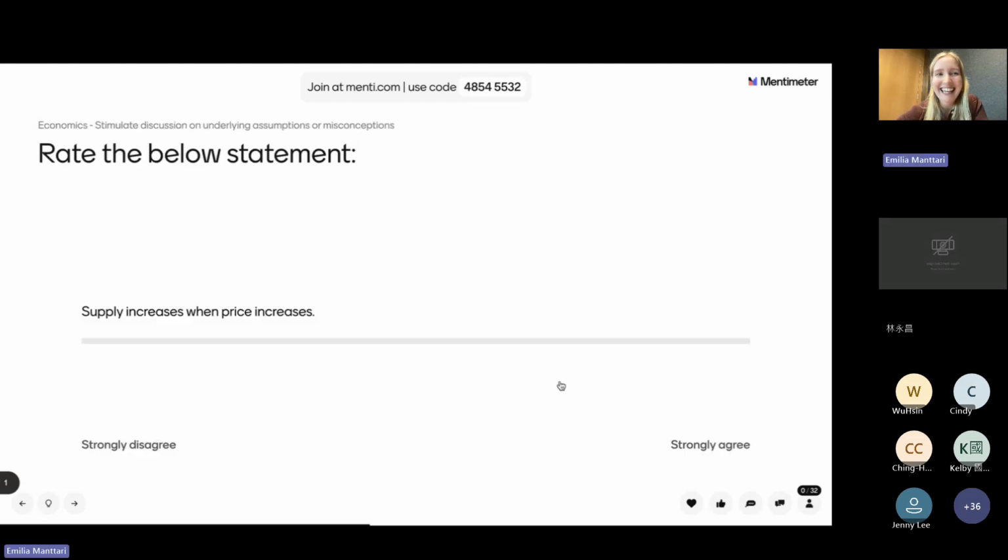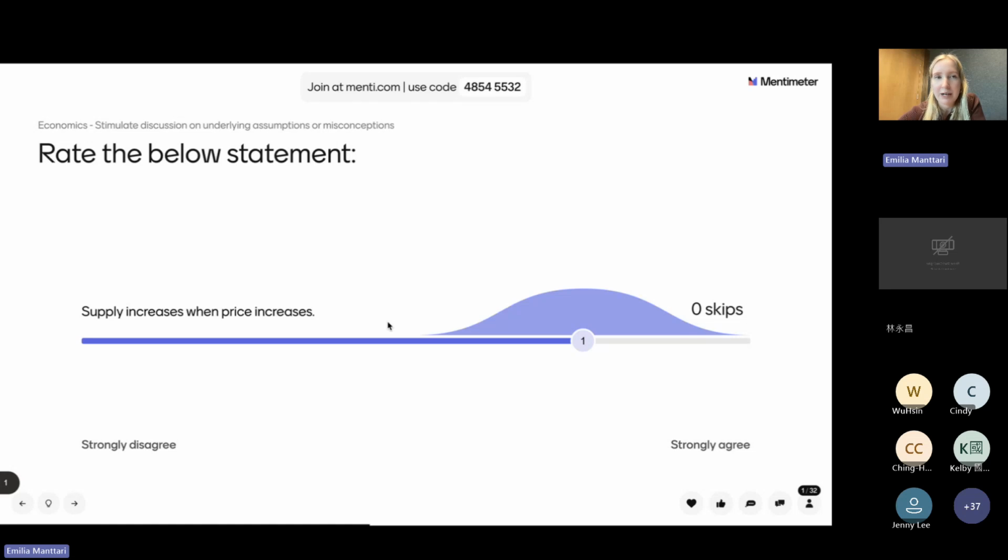Great. And then here we have another example now around economics again. And this is something that you can use to start that discussion around assumptions or potential misconceptions. And here I've used our scales question type, which is something that I already showed earlier as well when I asked you about your knowledge in Bloom's taxonomy.